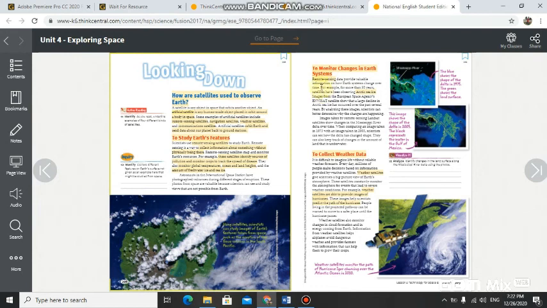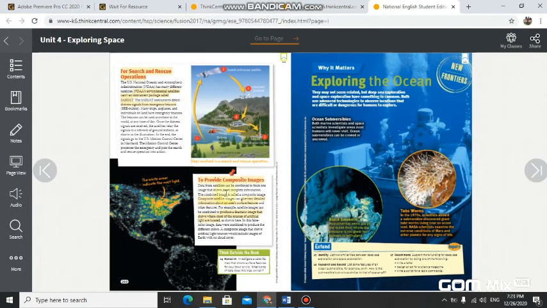We have weather satellites, which we use to collect weather data. We also have composite satellites, which we use to provide composite images, to see which country uses electricity more.